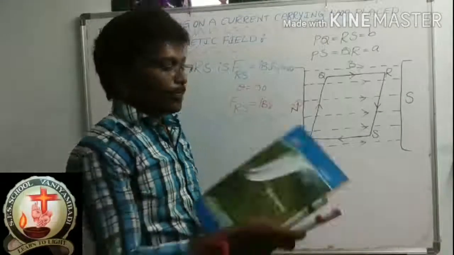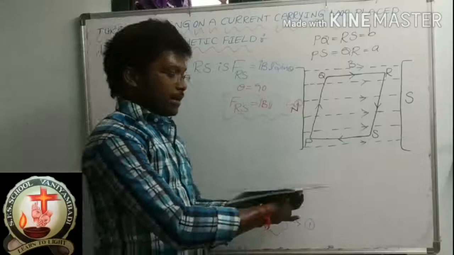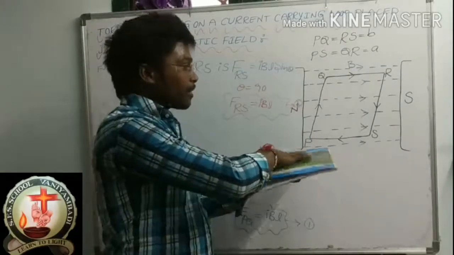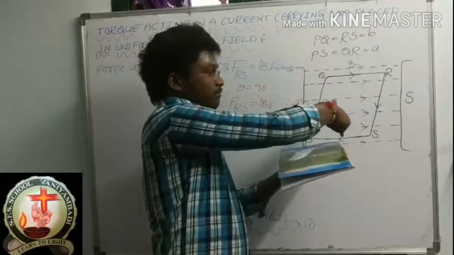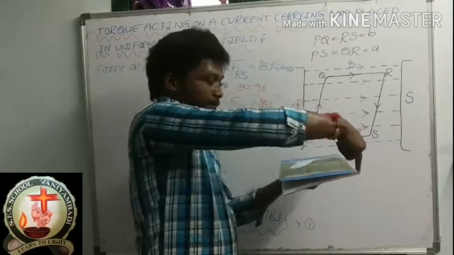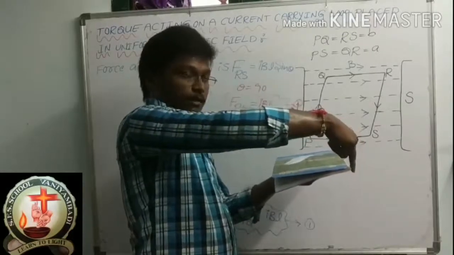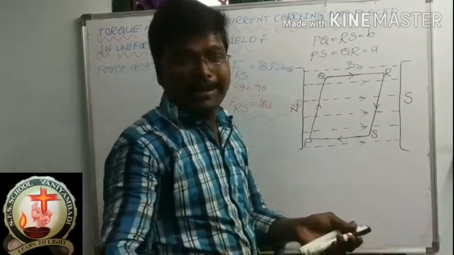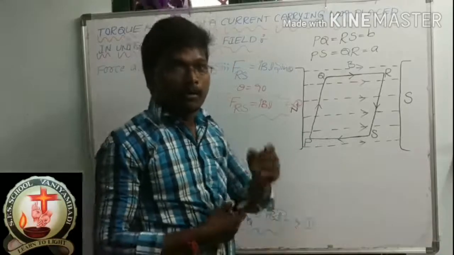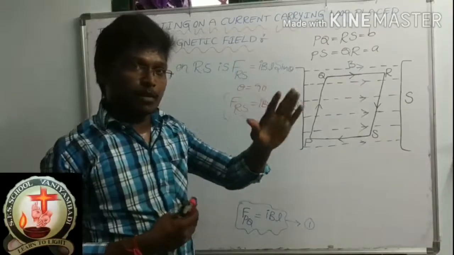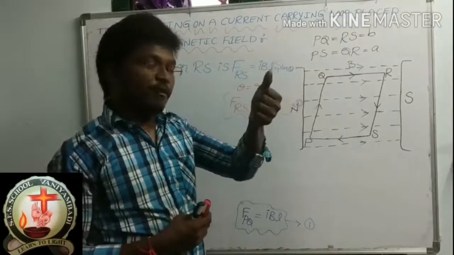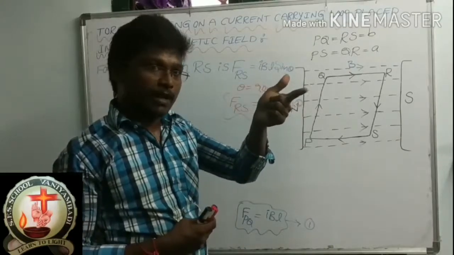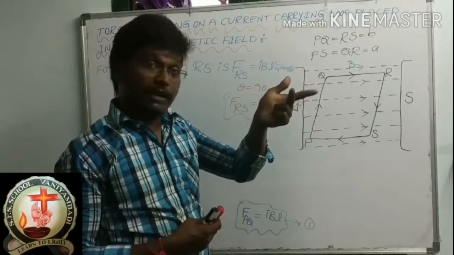So please see, this is the current carrying loop. First you can find here, what is the direction of the current in this direction? Correct. What is the direction of the magnetic field in this direction? So you know already the direction of magnetic field and direction of current. So in this Fleming's left hand rule, the thumb will indicate the direction of force, the forefinger will indicate the direction of magnetic field, and the middle finger will indicate the direction of current.